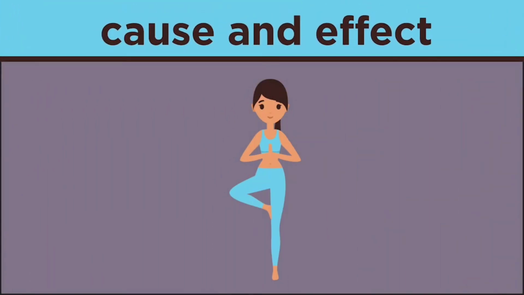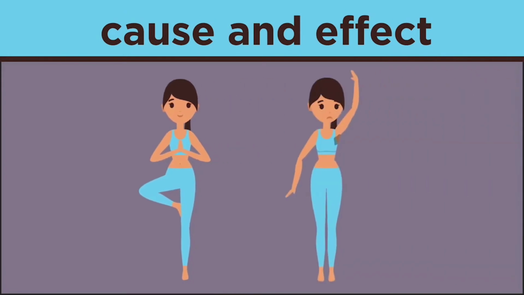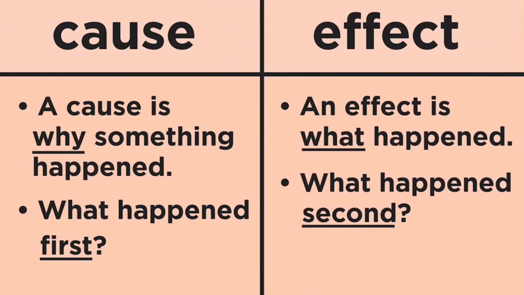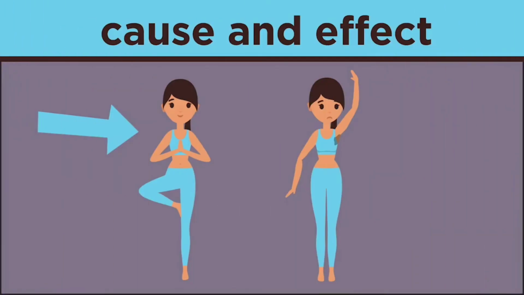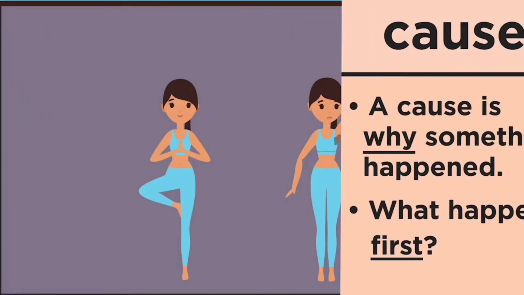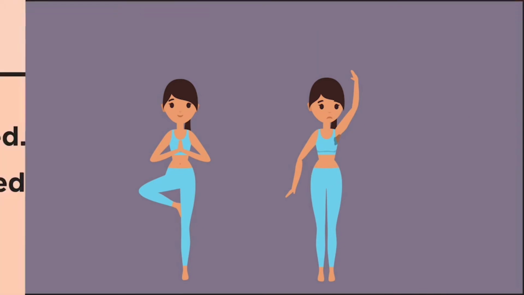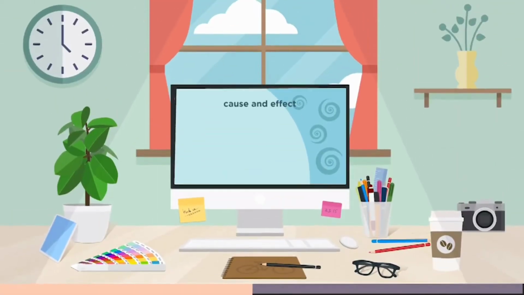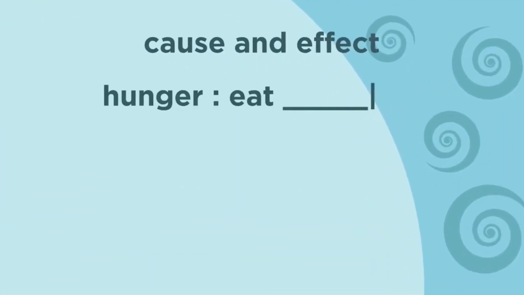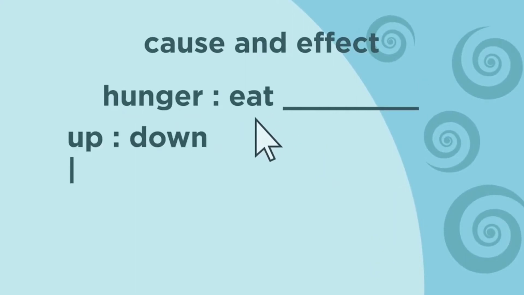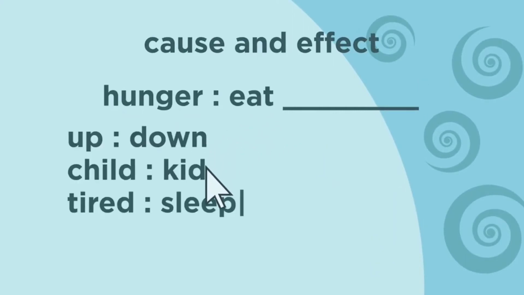Identify the cause and effect relationship between the words exercise and sweat. Ask the question, what happened first? Exercise happened first, so it is the cause. Sweat is usually the result of exercise, therefore it is the effect. Which analogy choice has the same relationship as the words hunger and eat? Hunger is to eat as up is to down, child is to kid, or tired is to sleep.